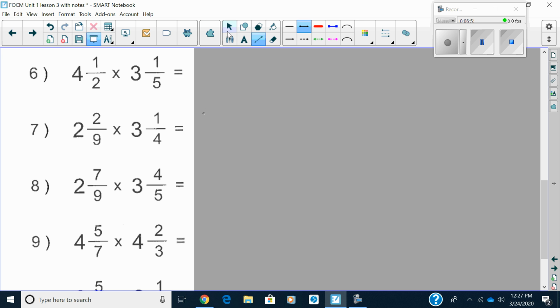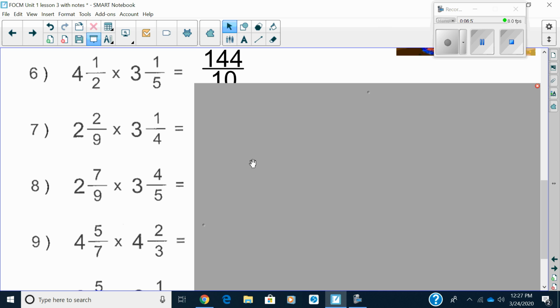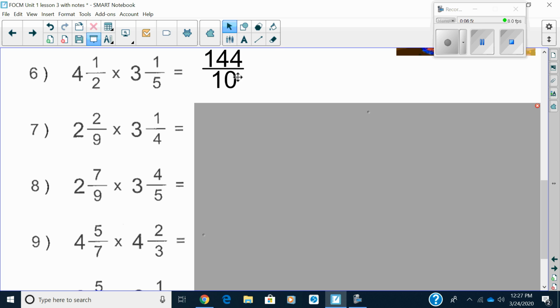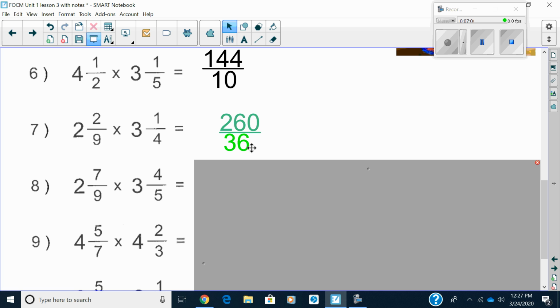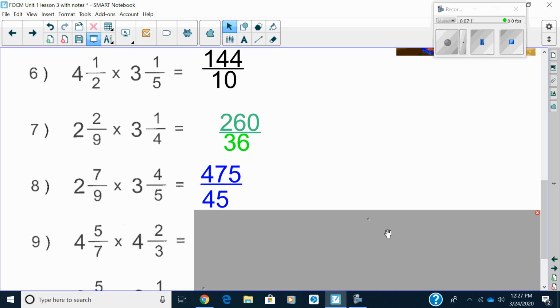Let's see. Come on. Scroll down, there we go. Now both of these are even, so it does simplify to be 77 over 5 if you want to. Both of these are even, so 130 over 18, which is 65 over 9. These are both divisible by 5, which is 95 over 9.